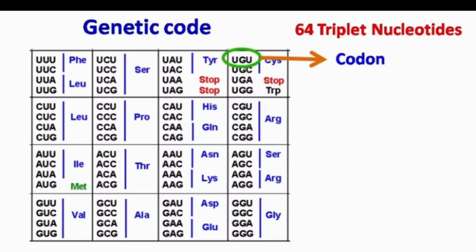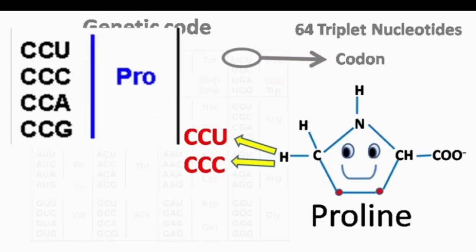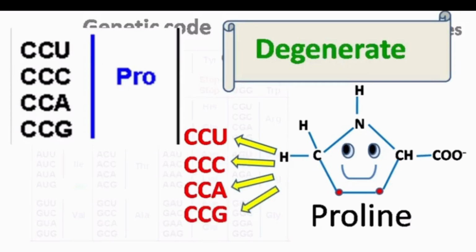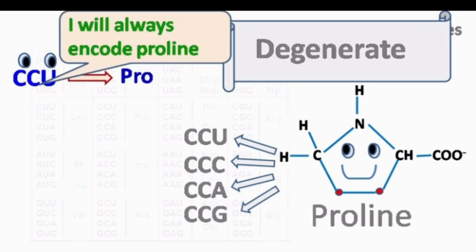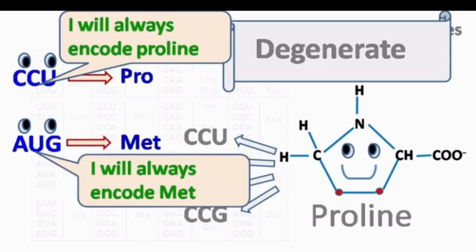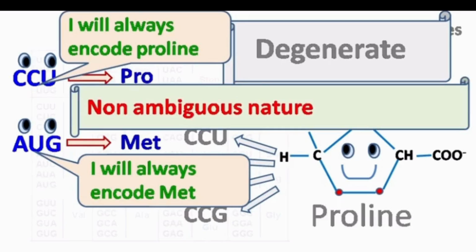Now, as there are 64 codons and only 20 amino acids, a single amino acid can be coded by more than one codon. This property of genetic code is known as degeneracy. For example, amino acid proline can be coded by CCU, CCC, CCA, and CCG. However, a single codon will always code for a single amino acid. For example, CCU always codes for proline. AUG always codes for methionine. This property of genetic code is called non-ambiguity.